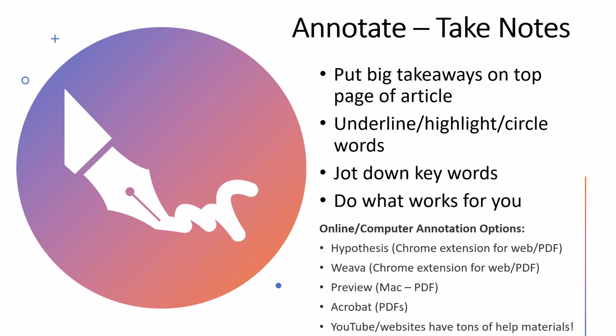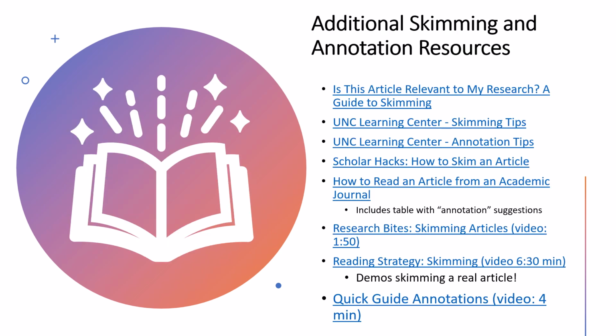Annotating allows you to record your takeaways from an article and can save you time when you're writing your paper. Use whichever methods work for you, like highlighting important information or jotting down key words. There are a variety of online annotation options you can use, like Acrobat for highlighting PDFs. Here are some additional skimming and annotation resources.